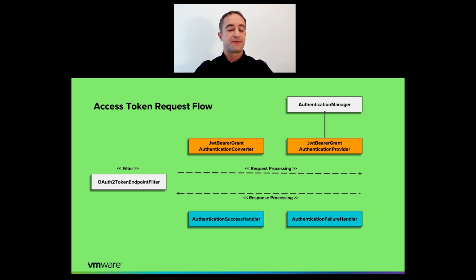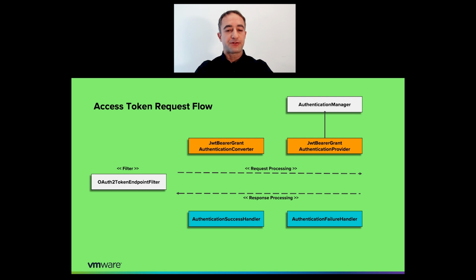The responsibility here would be to validate the JWT assertion. Does it exist? Is it associated with an authorization? And a number of other validations. Now, I don't need to implement the authentication success handler or the failure handler because it's a standard access token response, or a standard OAuth 2 error in case of failure. So for the OAuth 2 token endpoint filter, I'm only adding an authorization grant. So it's just an authentication converter and authentication provider.